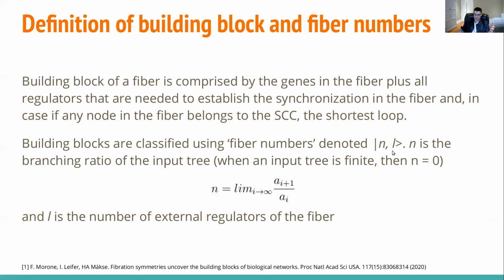And we define what we call fiber numbers. So there are 2 numbers, we denote them N and L. N is the branching ratio of the input tree. If it's finite, then it's equal to 0, the branching ratio that I mentioned before. And L is the number of external regulators of the fiber, just this number. So these 2 numbers are enough to describe this network.